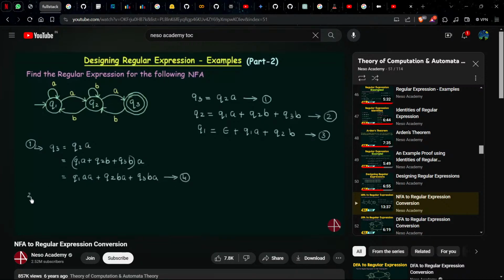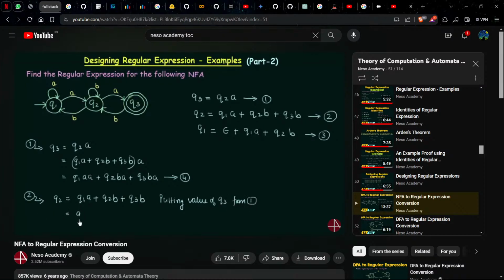Alright, let's do the same thing for equation number 2, the state Q2. How will we write it? Q1A plus Q2B plus Q3B. So this is the equation for state Q2. Now let us simplify this. Here we see that we have Q1, Q2, and Q3. What I will do is substitute this Q3 with the value of Q3 from equation number 1. So let me write here, putting value of Q3 from equation number 1.